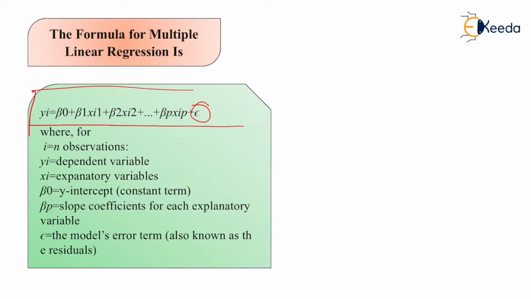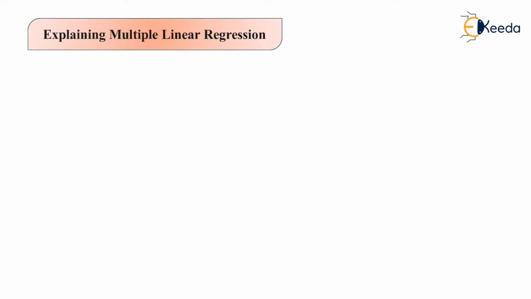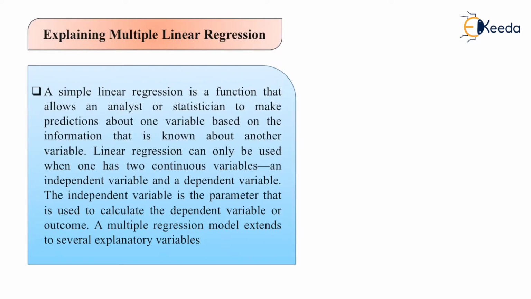This is for multiple regression, and for simple linear regression the formula is y is equal to beta 0 plus beta 1 of x of i, right? Explaining the multiple linear regression: a simple linear regression is a function that allows an analyst or a statistician to make a prediction about one variable based on the information that is known about another variable. Okay? Only two variables are there when you are working with a simple linear regression.